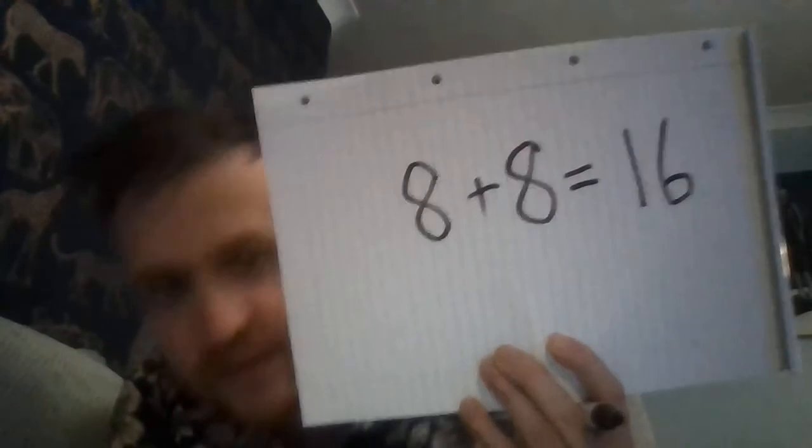Number 5, double 8. To double a number, you just add the same number, an equal amount. So double 8, you'd be doing 8 add 8, and the answer to that one would be 16. 16, 8 add 8, 16. Double 8, 16.